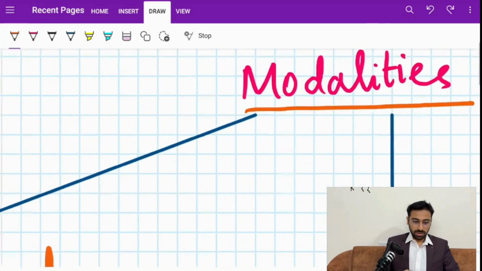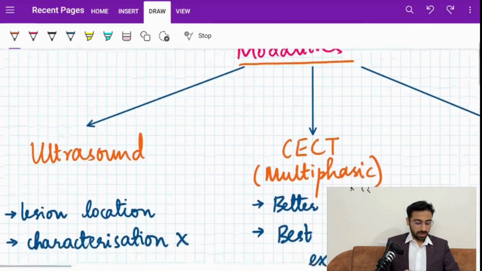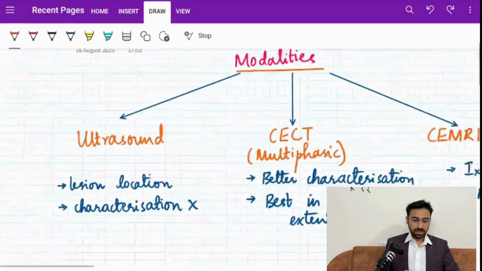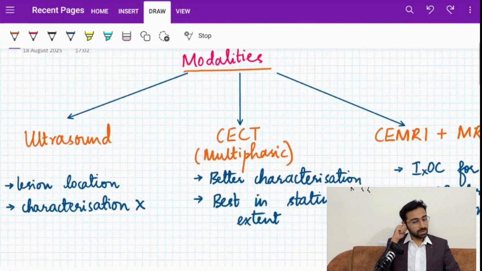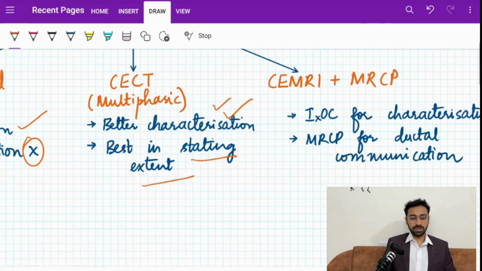So, coming to the modalities that are radiologically available for diagnosing them, they are ultrasound, CECT, CEMR with MRCP. Coming to ultrasound, this predominantly helps us in lesion localization. However, the characterization of the lesion is quite poor on ultrasound. In CECT, it is multiphasic CECT. The protocol depends upon the institute and varies accordingly. It helps us in better characterization of the lesion when compared to ultrasound, and it is the best modality for staging the extent of the disease.